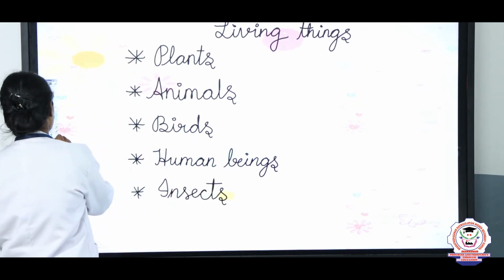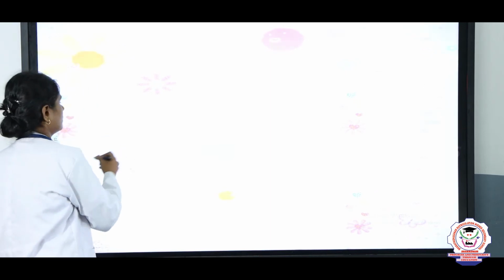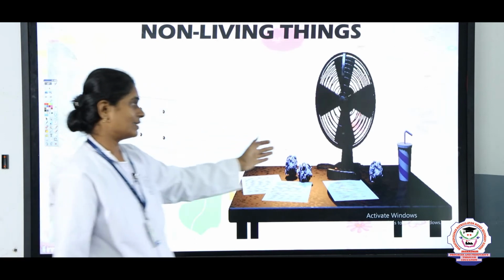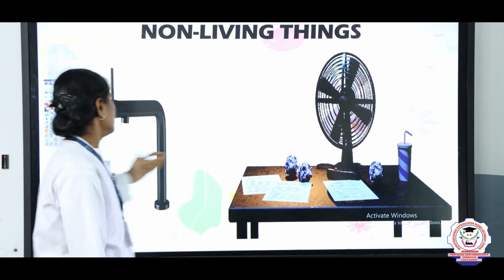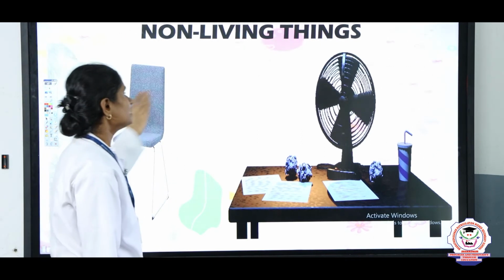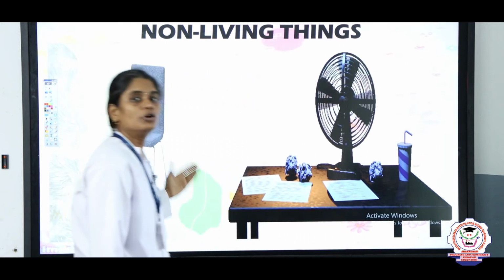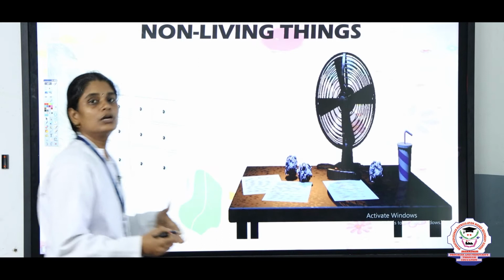Now, let us see what the non-living things are. You can see here fan, bench, paper, chair, table, cupboard. These all come under non-living things. Now let us write what are the non-living things.